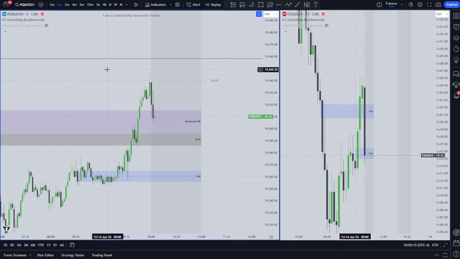Let's see. I'll be super clear about a trade though. If there is a trade, I'll tell you exactly what I'm doing, all the levels, if I've entered, etc.